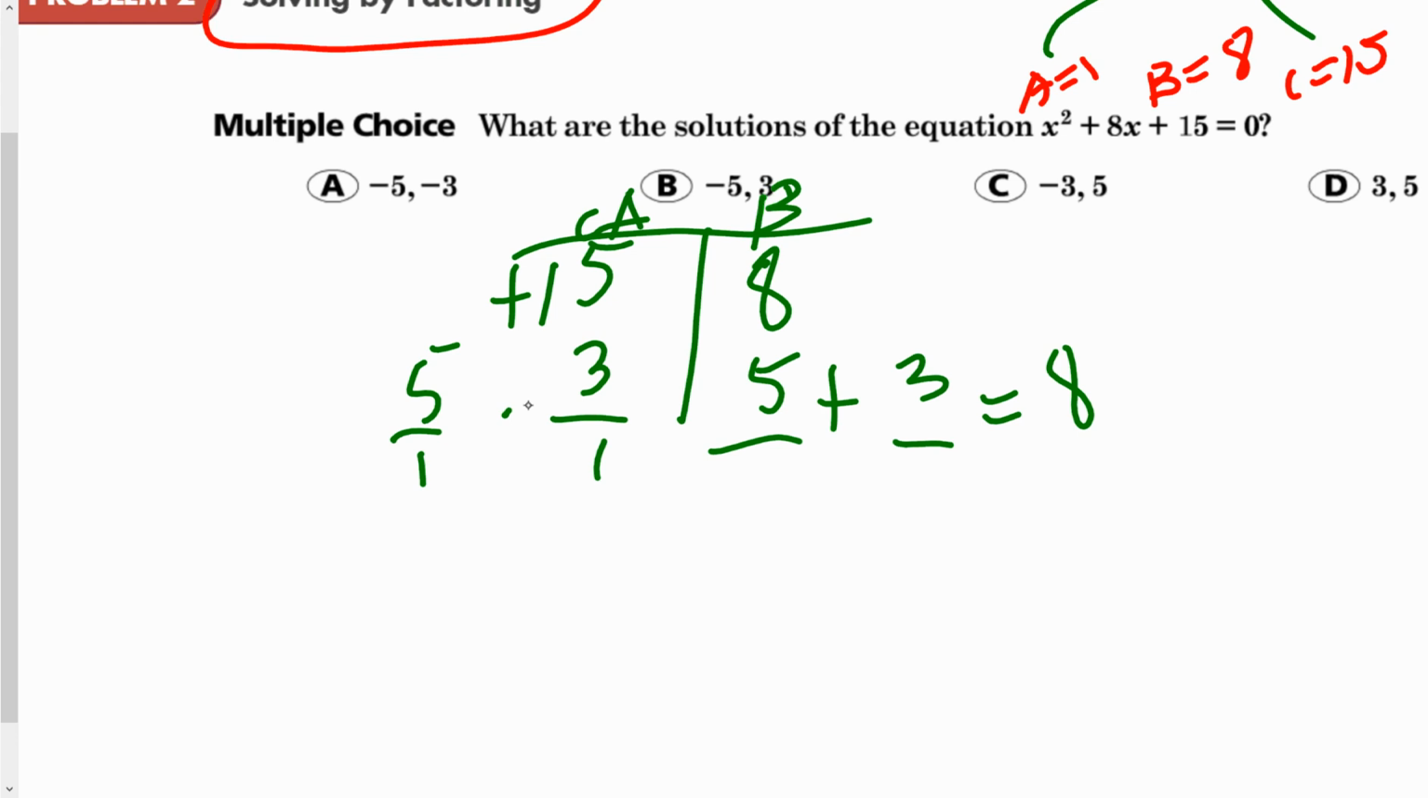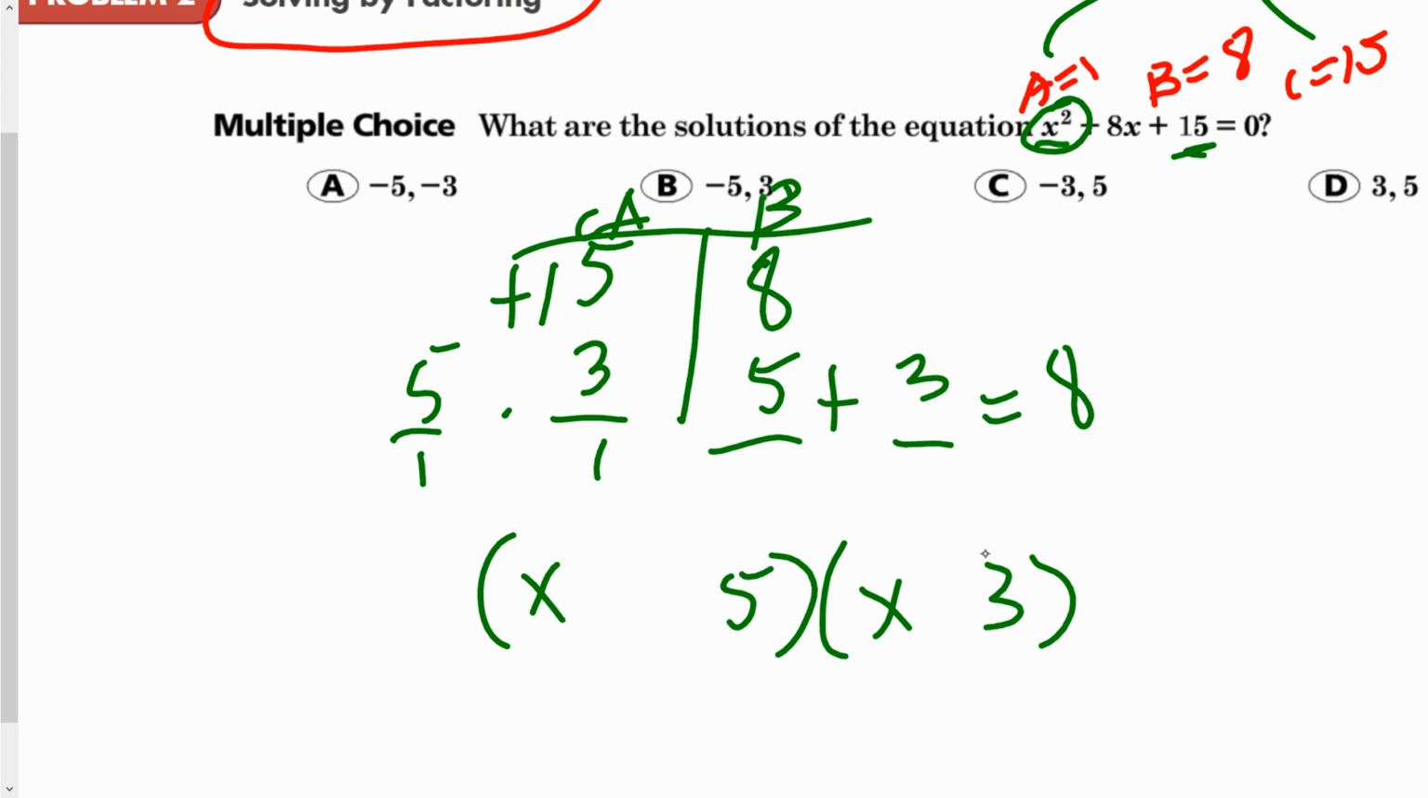And then I write my two binomials, right? Because what times what gets me x squared? That's x times x. And then what times what gets me 15? That's 5 and 3. And then 5 plus 3 is the 8, right? So that's where these came from: 5 and 3, a positive 5 and a positive 3.